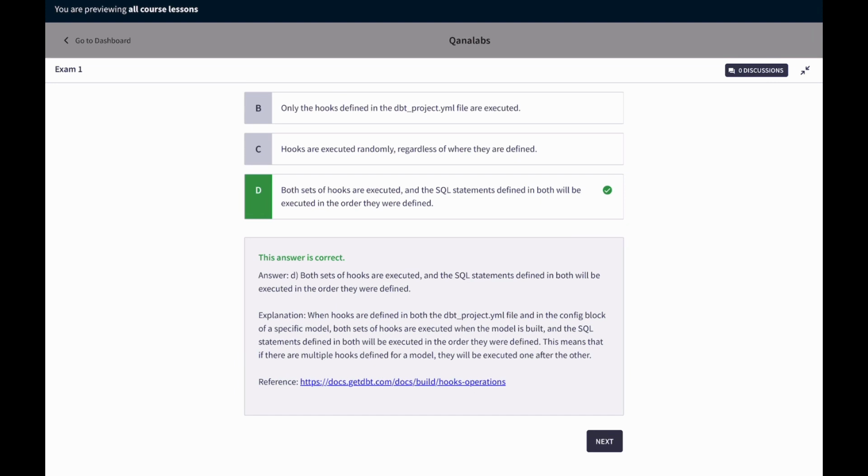And we can see that's the answer. In the explanation, we can see further explanation: when hooks are defined in both the DBT project.yaml file and in the config block of a specific model, both sets of hooks are executed when the model is built, and the SQL statements defined in both will be executed in the order they were defined. This means if there were multiple hooks defined for a model, they will be executed one after the other. And yeah, we're right.